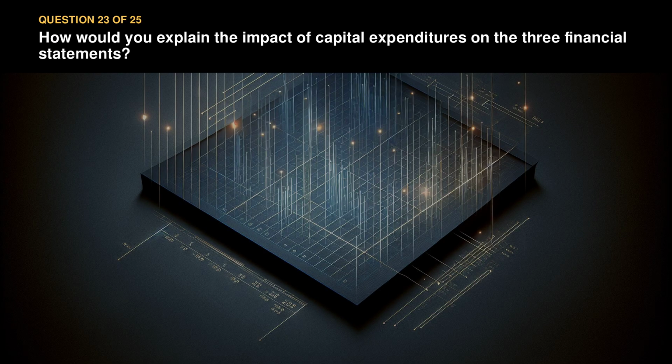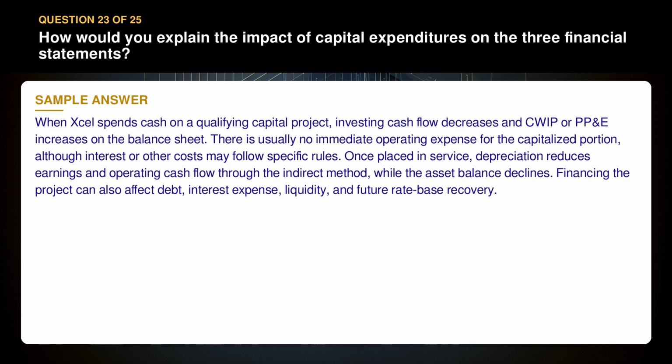Question 23. How would you explain the impact of capital expenditures on the three financial statements? When Xcel spends cash on a qualifying capital project, investing cash flow decreases and CWIP or PP&E increases on the balance sheet. There is usually no immediate operating expense for the capitalized portion, although interest or other costs may follow specific rules. Once placed in service, depreciation reduces earnings and operating cash flow through the indirect method, while the asset balance declines. Financing the project can also affect debt, interest expense, liquidity, and future rate base recovery.